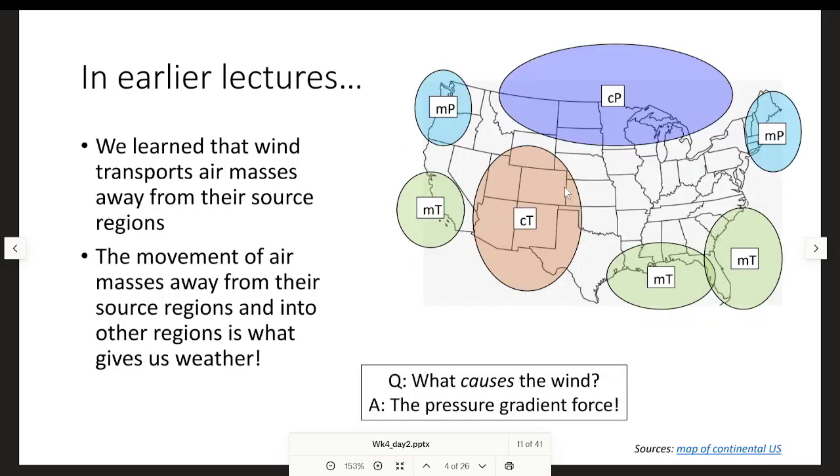Anyway, so we learned about these air masses, and that these air masses moving away from their source region and into other regions is what generates weather. What causes the wind? The pressure gradient force. What is the pressure gradient force? It's when you have two different pressures and high pressure goes towards low pressure. That is what creates the wind.